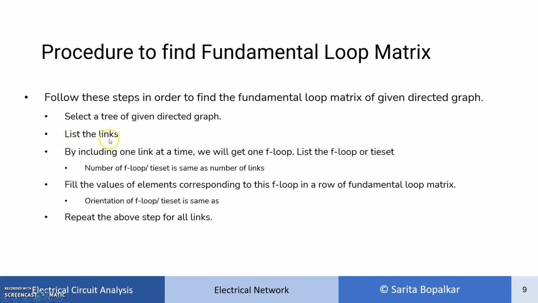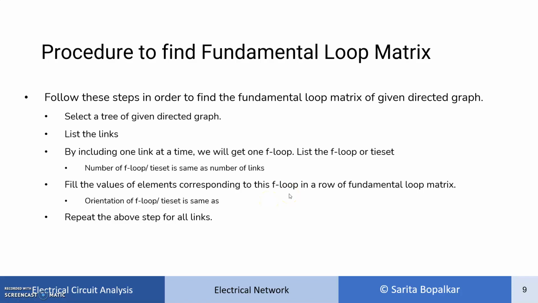Then list the number of links. Now, by including one link at a time, we'll get one loop, that is called an F loop or Tieset. List all the Tiesets. The number of F loops or Tiesets is the same as the number of links. Now we can form the fundamental loop matrix or Tieset matrix. Fill all the elements of this matrix.